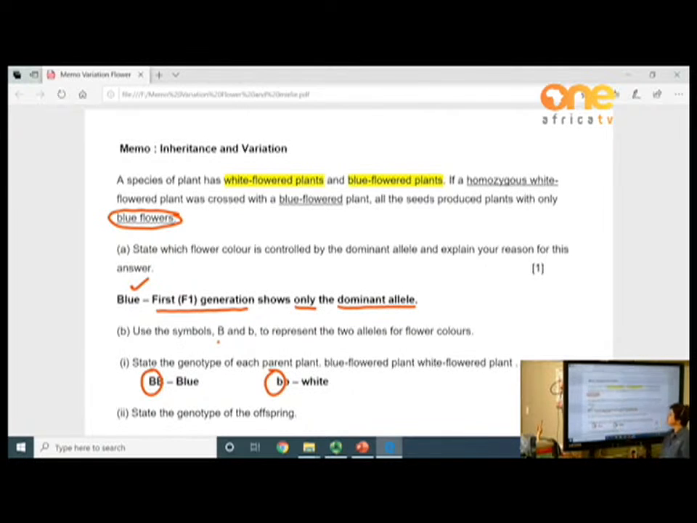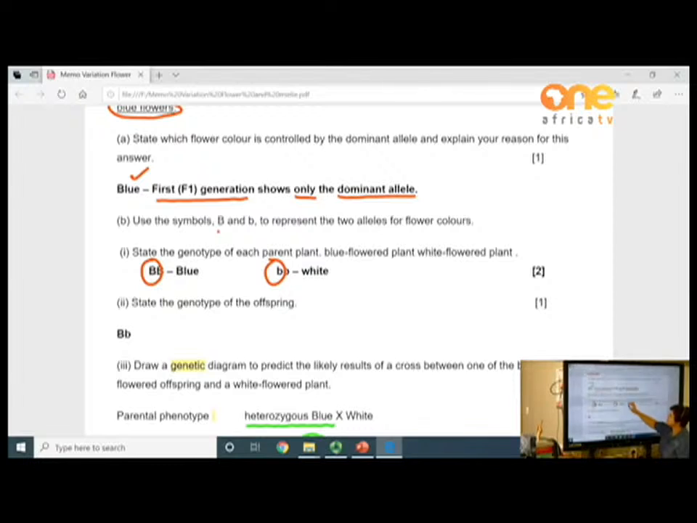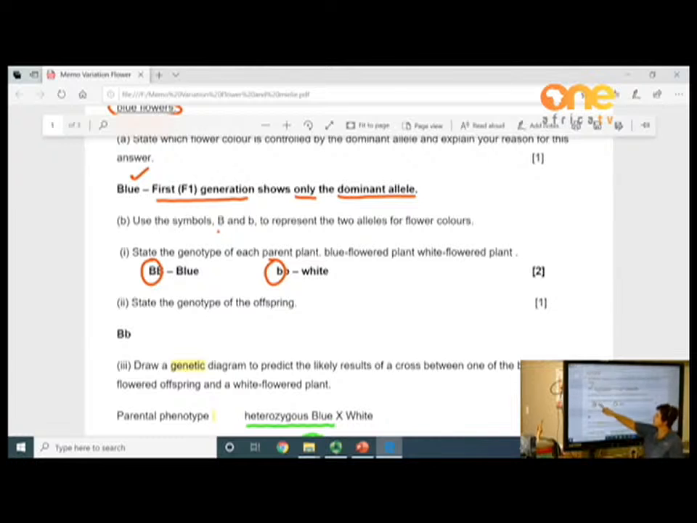That helps us to see that this flower color is controlled by the dominant allele blue. My explanation is the F1 generation all shows only the dominant allele, which is blue. Use the symbols capital B, small b to represent the two alleles. So each parent was capital B, or small b. And the genotype of the offspring will be one from there, one from there.